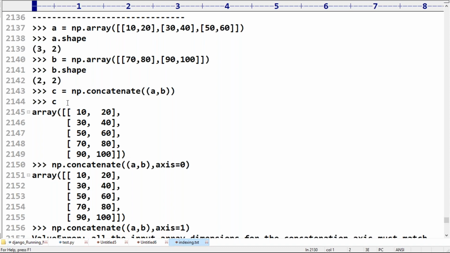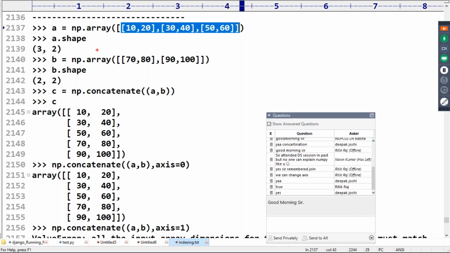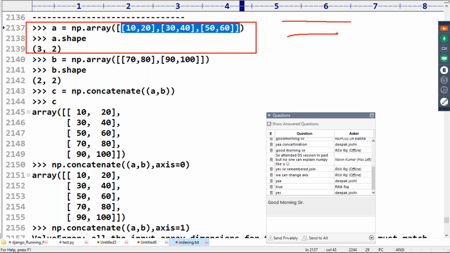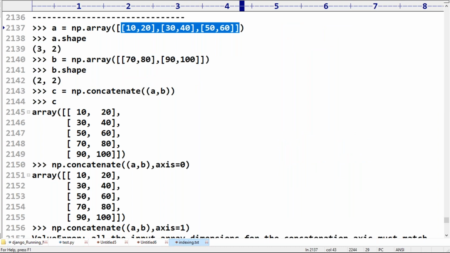Now observe that. Can you please concatenate? Here A is a 2D array, 3 by 2: 3 rows and 2 columns. Sir, B has 2 rows and 2 columns. Now concatenation based on axis 0, is it possible or not? I told already, except the concatenation axis, the remaining sizes must be matched.